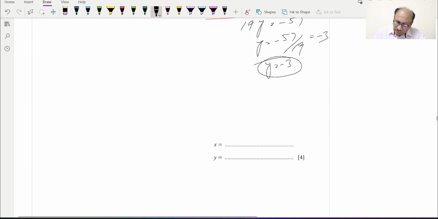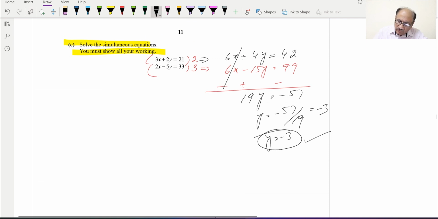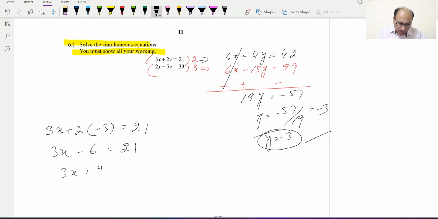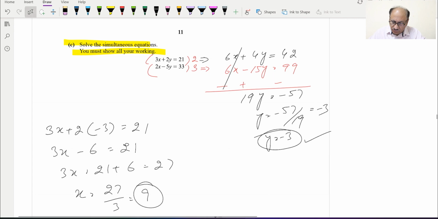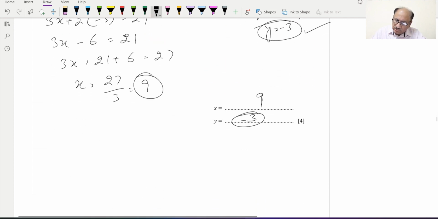Now we can write minus 3 as the y value, and the x value we can find by putting this y value in either of these two equations. I'm using the first one. 3x plus 2y, with y as minus 3, is equal to 21, and original equations we will be using for replacement. So 6 we can shift to the other side, so it will be 21 plus 6, which is equal to 27. So x is equal to 27 over 3, which is equal to 9. So x will be equal to 9. This is done for 4 marks. X and y values we found.